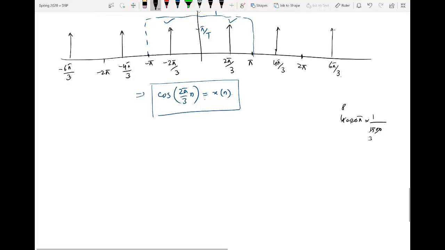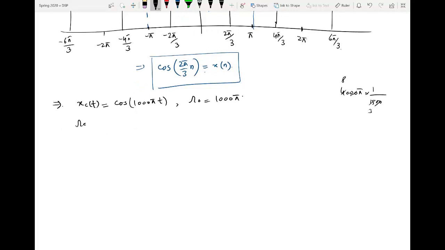Okay, so now we take another example, and let's say we have xc of t equal to cos 1000 pi t. So here omega naught is equal to 1000 pi. And now, as per the Nyquist criterion, we need to have a sampling frequency greater than or equal to 2000 pi.